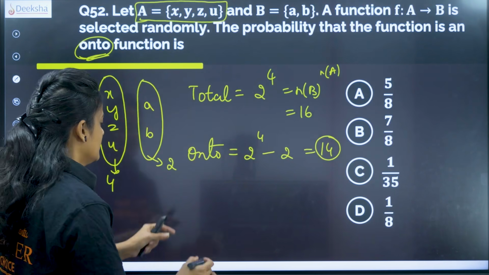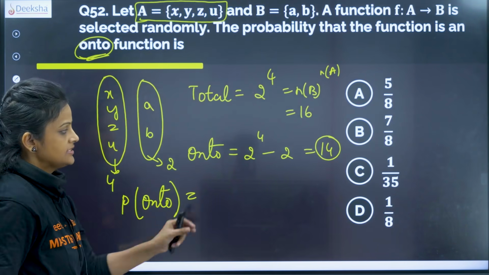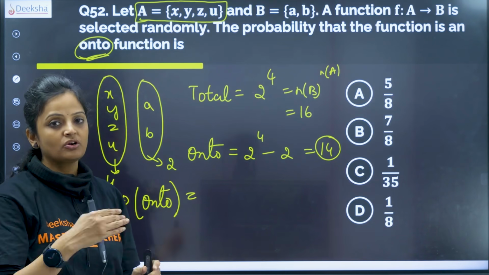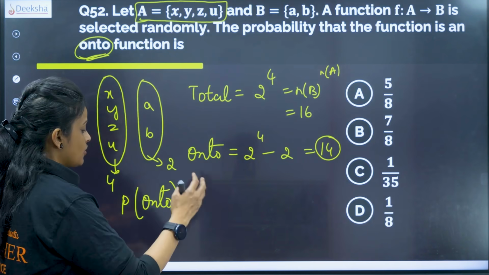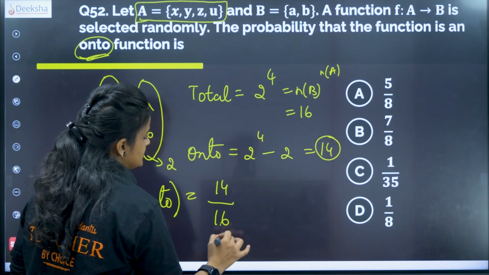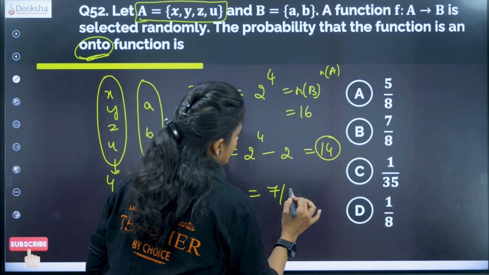Since they are asking, the probability of getting onto is what they are asking. This is an extra step, because we are doing the probability. So for onto we need 14 out of the total 16. That's all. So 14 by 16, 7 by 8.